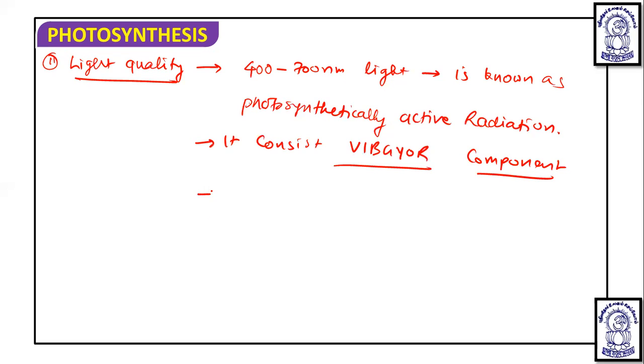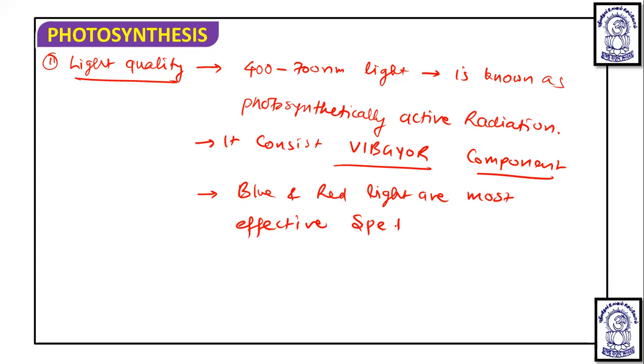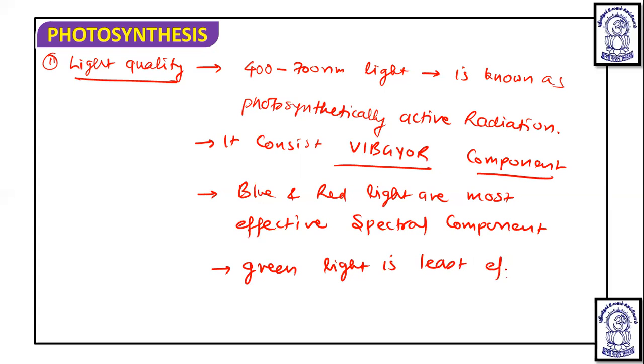In VIBGYOR, blue and red light are the most effective spectral components, whereas green light is least effective. So that is the light quality. And the third is the light duration.